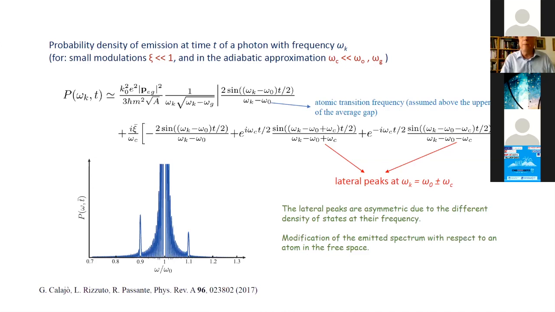These peaks are asymmetric because the density of states in the photonic crystal is significantly different at this frequency and at this frequency. And this explains this asymmetry. In some sense, this asymmetry can also be useful. For example, in principle, we can exploit the spectrum emitted by the atom to probe the density of states of the crystal at different frequencies, because the ratio of the heights of the two peaks is proportional to the ratio of the density of states at the two relative frequencies.